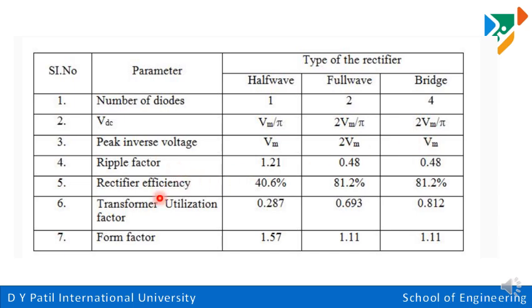Then ripple factor, rectification efficiency. So if we observe the efficiency, it is better than the half-wave rectifier. Transformer utilization factor, again in the bridge it is better, and the form factor. So this is the comparison chart of all the types of rectifier.